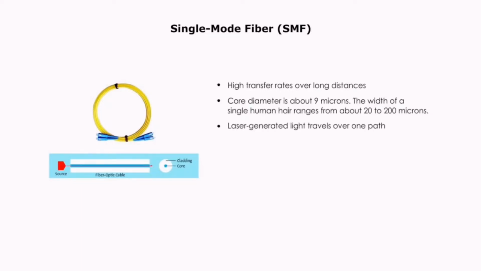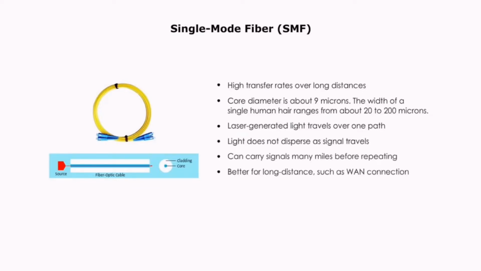Laser-generated light travels over one path, and the light does not disperse as the signal travels. Since single-mode fiber can carry signals many miles before repeating, it's better for long distance, such as WAN connection. Internet backbone uses single-mode fiber. If you see a patch cable with yellow color, it is single-mode fiber.